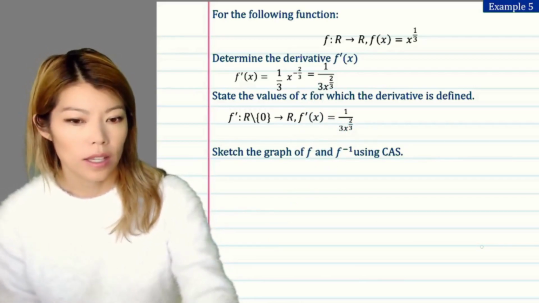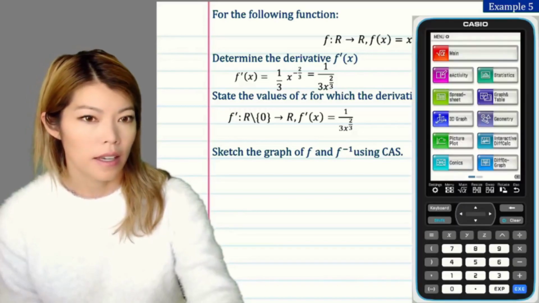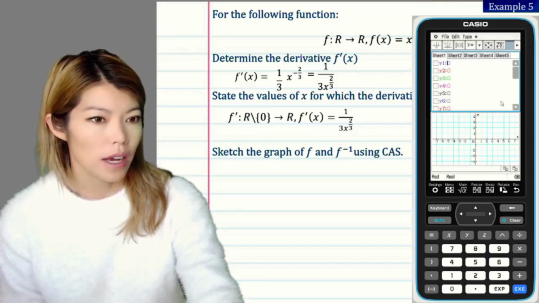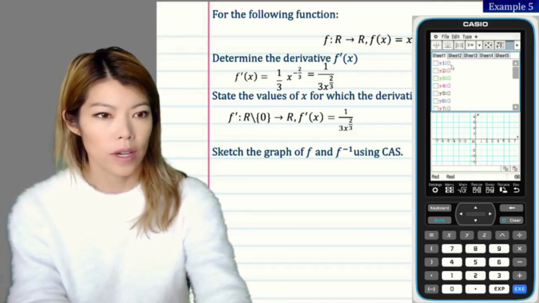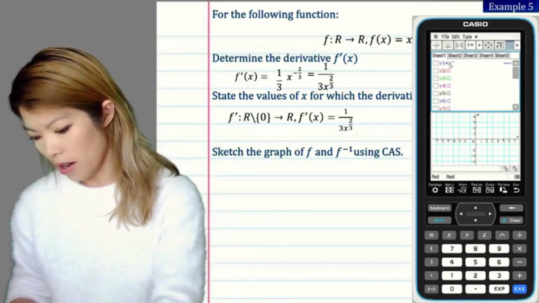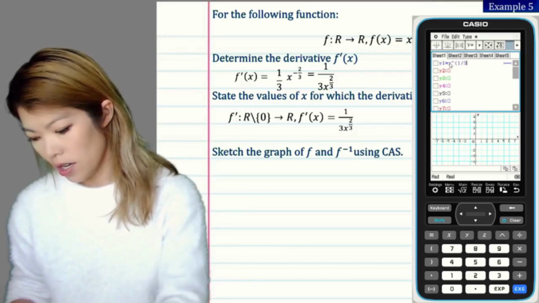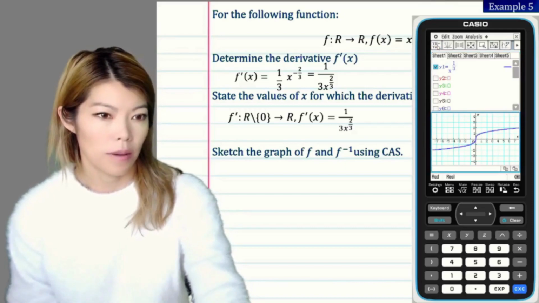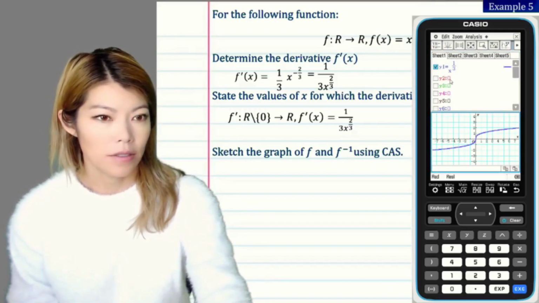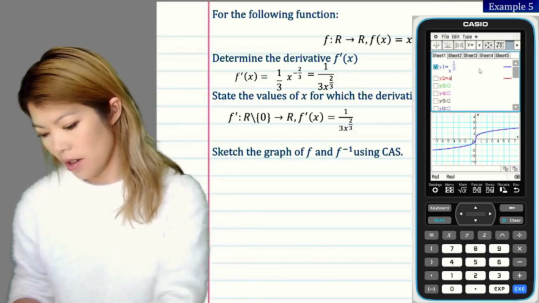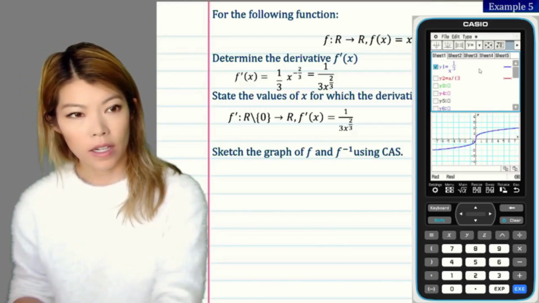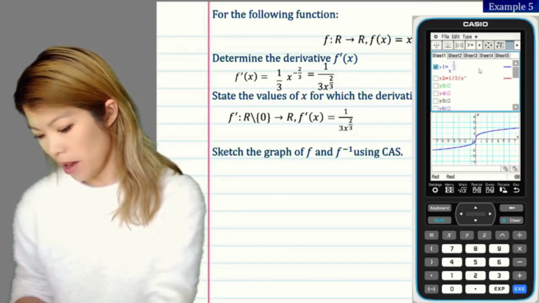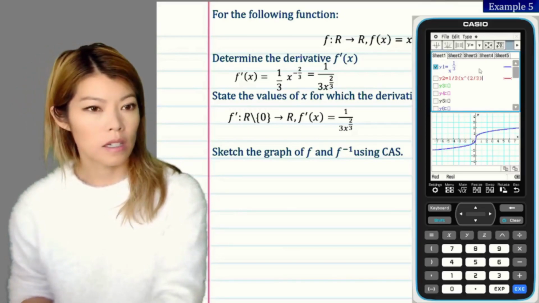Now let's go to the CAS, and let's sketch this. Let's go to graphs. So our original equation was x to the power of a third, and it looks something like that. And our derivative is 1/3 x to the power of 2/3.